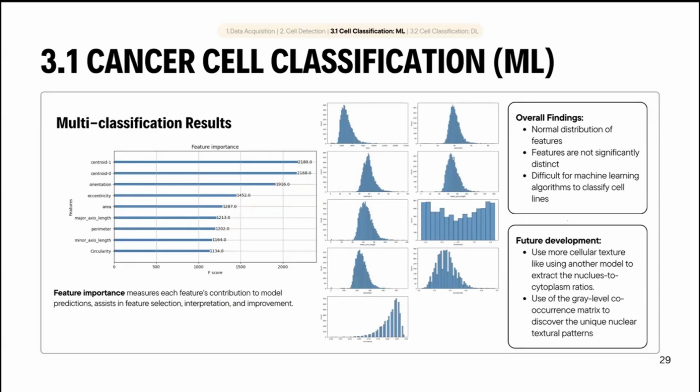For further development, we think that it should be investigated by adding more features like the cellular structure, such as nucleus to cytoplasm ratio or gray level co-occurrence matrices to discover the unique nuclear textural patterns in the cell.